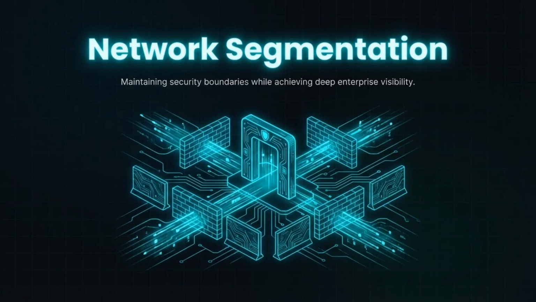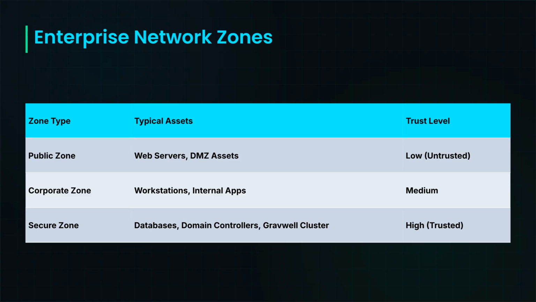Network segmentation is crucial for maintaining security boundaries while achieving deep enterprise visibility. Enterprise network zones typically include a public zone with low trust, a corporate zone with medium trust, and a secure zone where the Gravwell cluster resides with high trust.